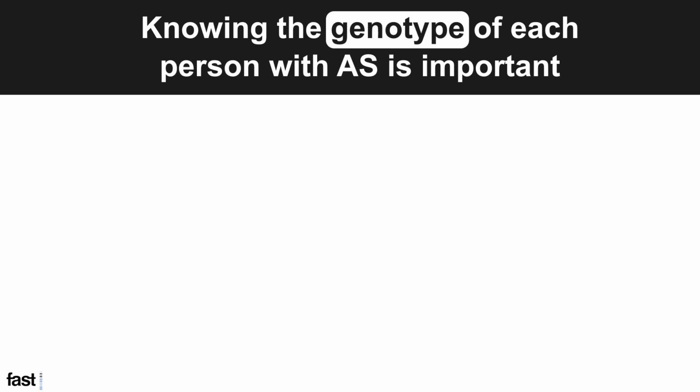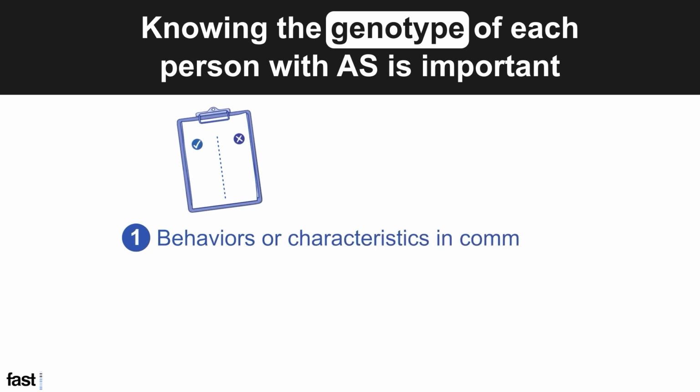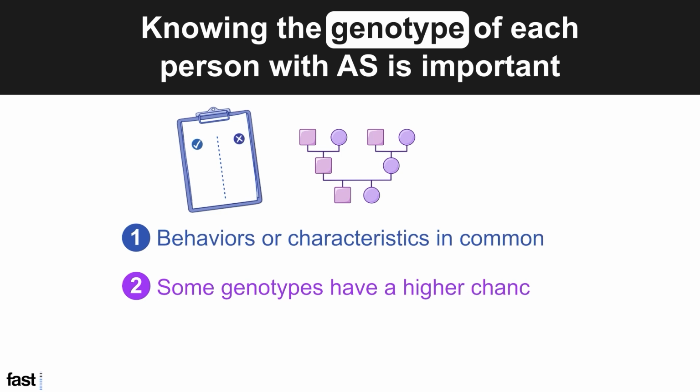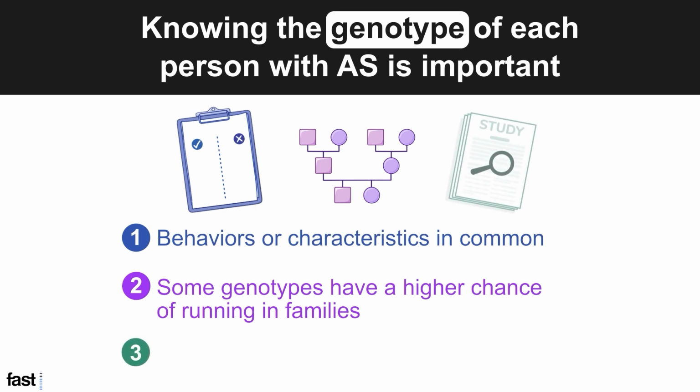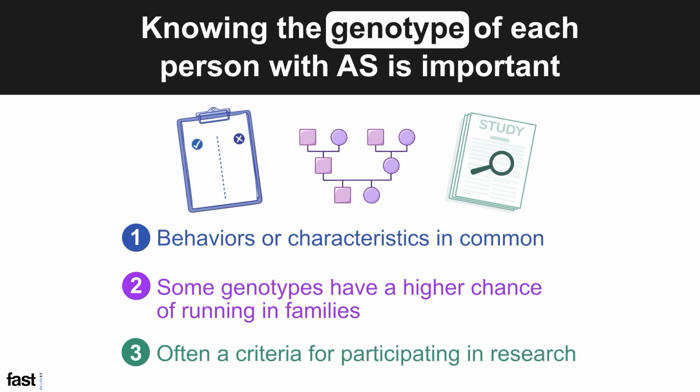Knowing the genotype of each person living with AS is important. Although each individual living with AS is unique, people with the same genotype may have certain behaviors or characteristics in common. Another reason for identifying the genotype is that some genotypes have a higher chance of running in families. Doctors and genetic counselors can use this information to determine the chance of other family members inheriting AS. Finally, genotype is often a criteria for participating in research. So knowing the genotype is a key element in determining eligibility for clinical studies investigating potential AS therapies.